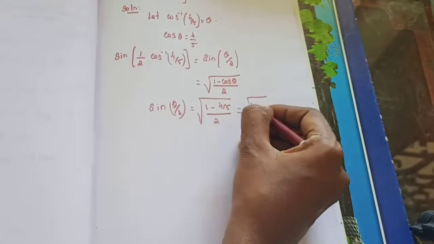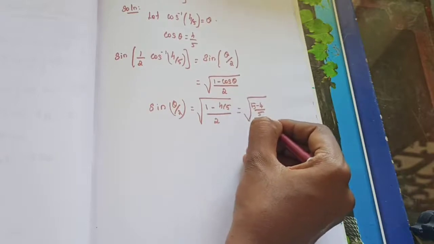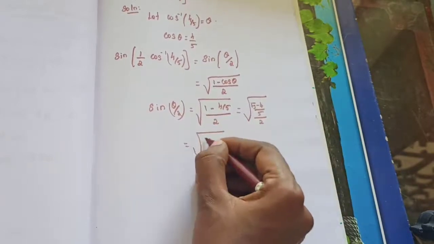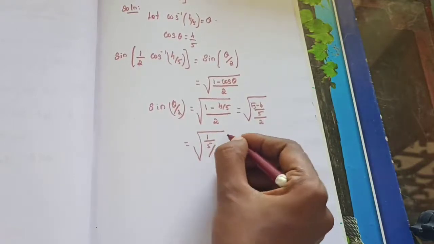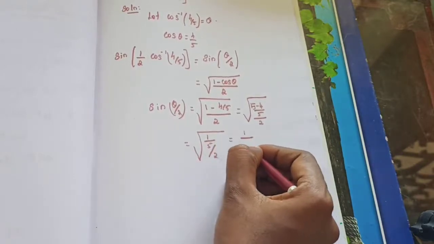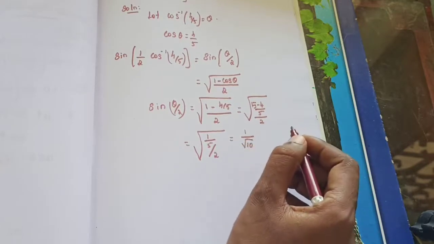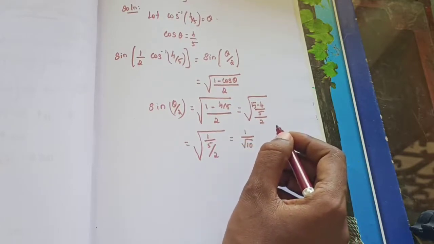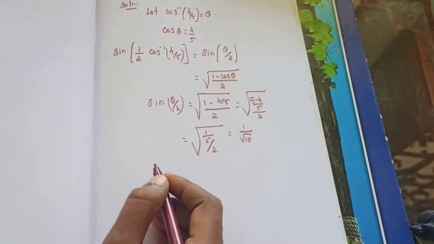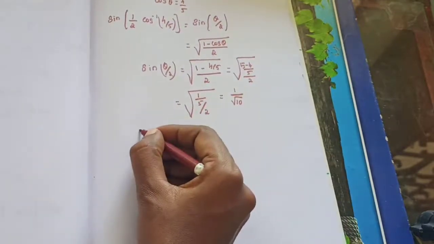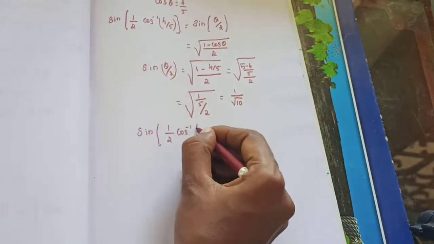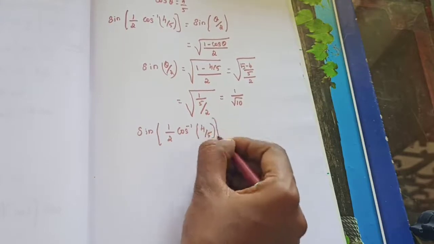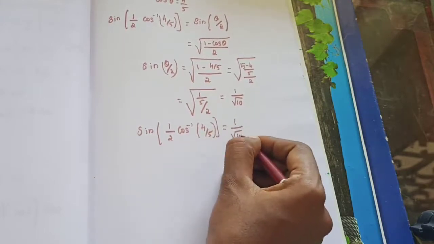That is equal to square root of, take the LCM, 5 minus 4 by 5 divided by 2. That is equal to square root of 1 by 5 divided by 2. So if you bring this 2 up, what will happen? That is equal to 1 by root 10. Understand? So sine of 1 by 2 cos inverse of 4 by 5 is equal to 1 by root 10. This is the required answer.